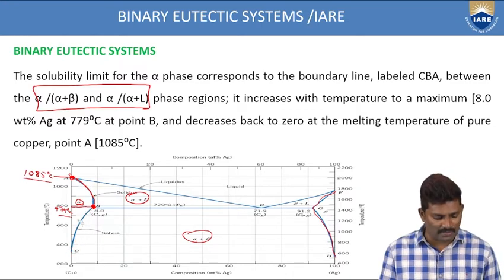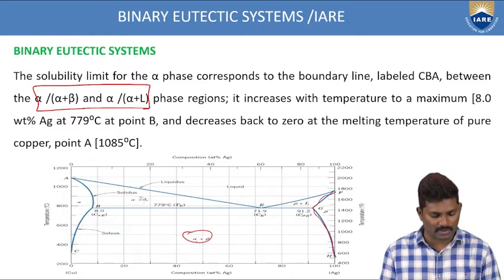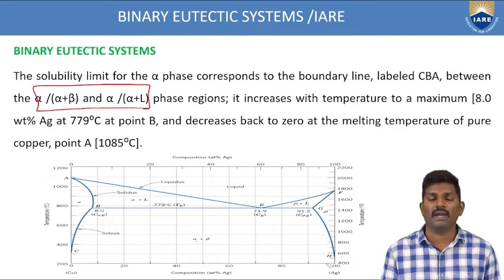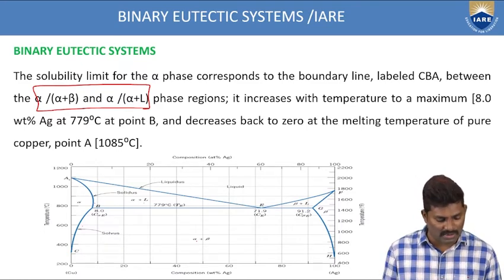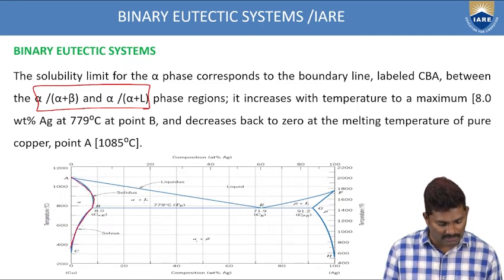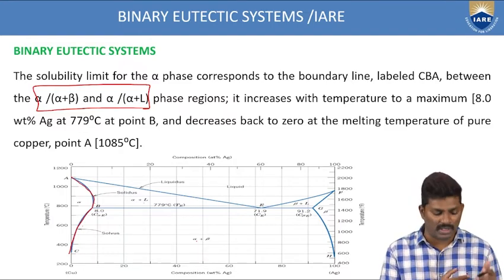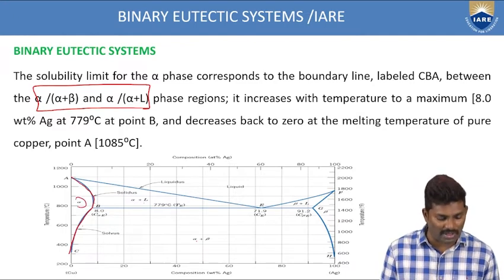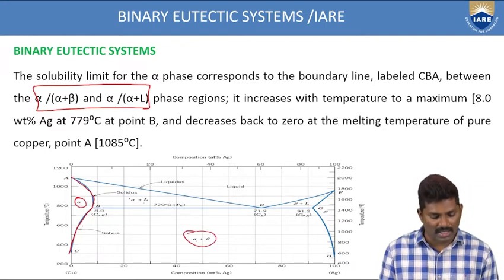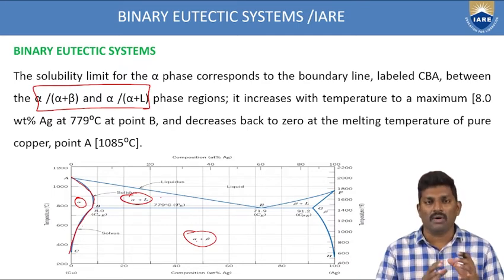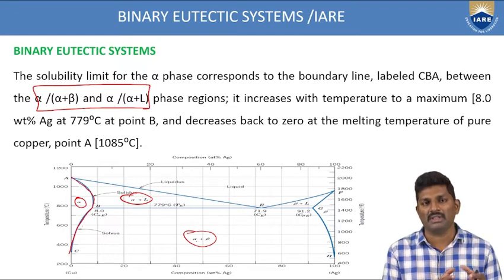First of all, what you have to do is identify the boundaries of each phase. First we are considering the alpha phase. What is the boundary of the alpha phase? So A, B, C is the boundary of the alpha phase. Now between which zones is this boundary lying? You have to identify. This boundary is lying between alpha, alpha plus beta and alpha plus L. These are the phases in between which the ABC boundary is lying.